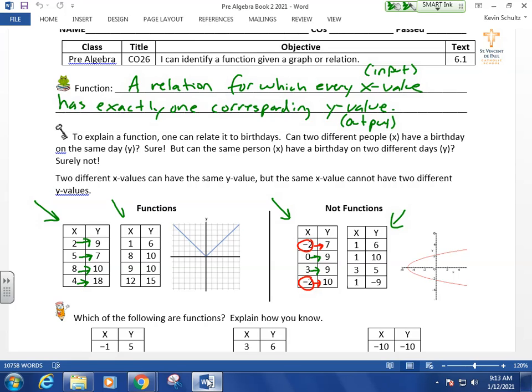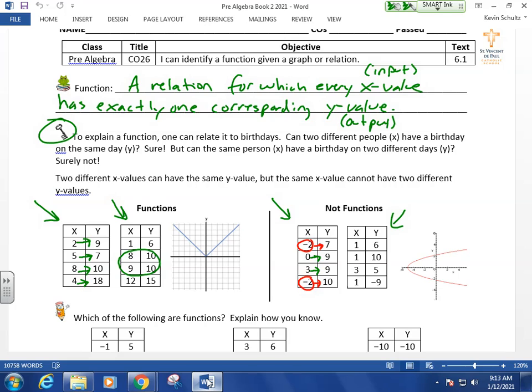Okay? Versus this table here, when x is 1, y is 6. When x is 8, y is 10. Even though y repeats itself, it all depends on the y value that corresponds with the x. X is different, 8, 10, 9, 10, that's okay. Then when x is 12, y is 15.